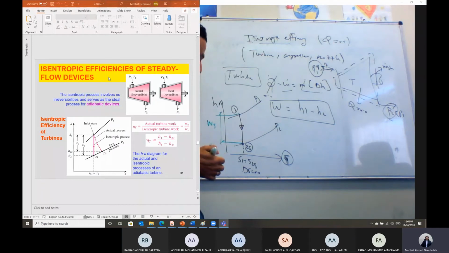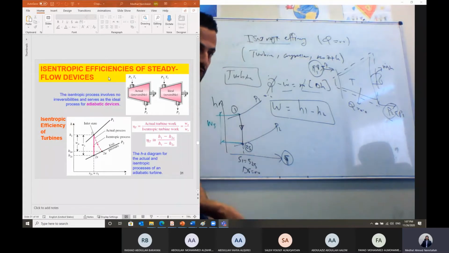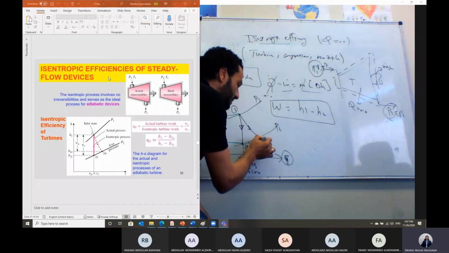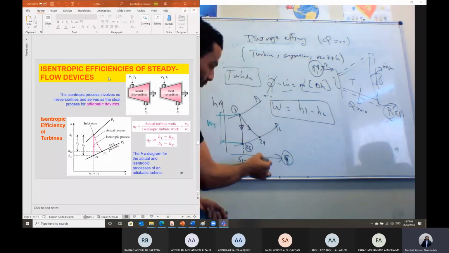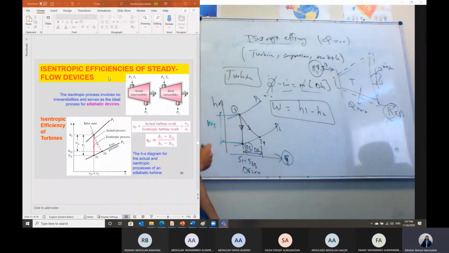But in the case of an actual turbine, the process should have some losses, and these losses will be converted to entropy generation, and the entropy generation will result in a rise of the entropy. So usually the expansion process inside the turbine results in an entropy change, in this case delta S, due to the irreversibilities within the system.